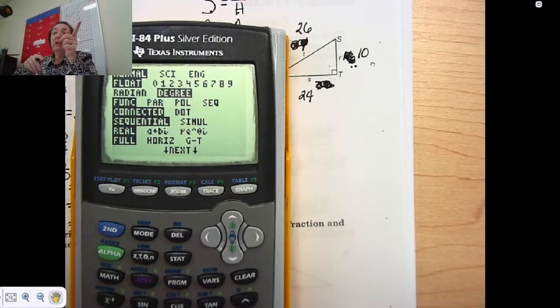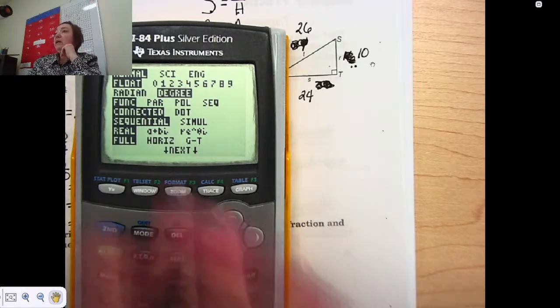Before y'all leave the room today, I'm going to have y'all switch them back to radian so that 6th hour has to change them too. Okay? Everybody with me? Okay, so is yours in degrees? Now, how do we get out of this?